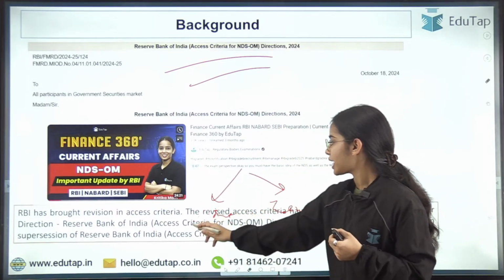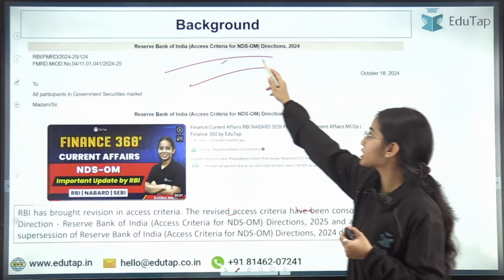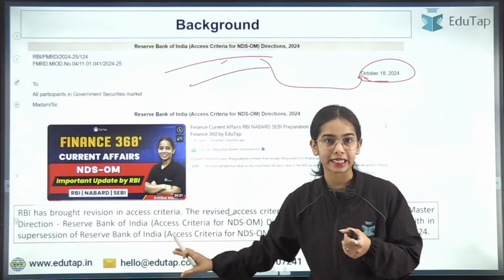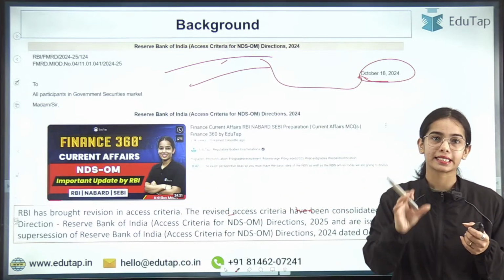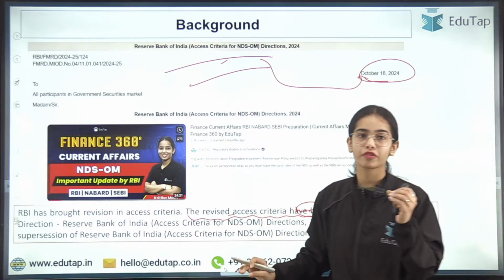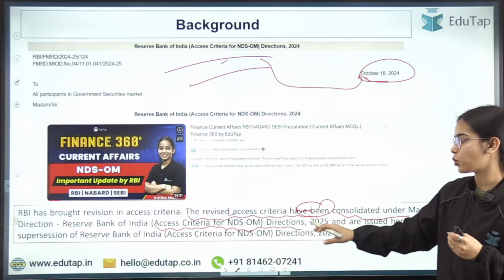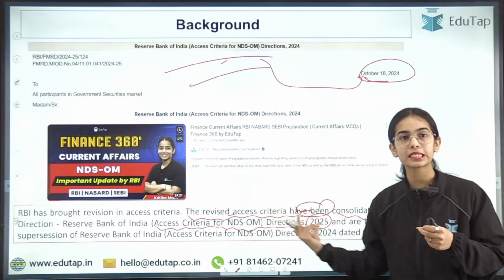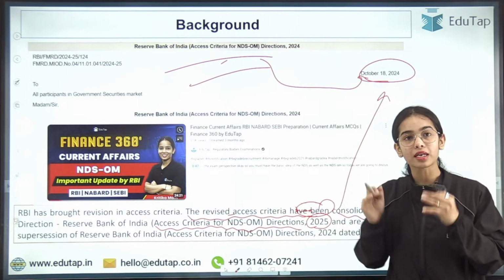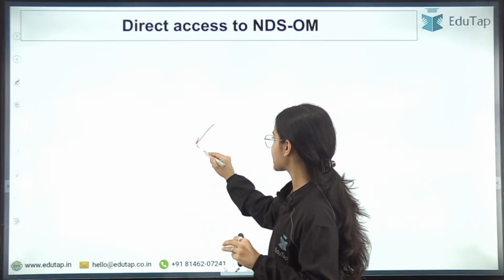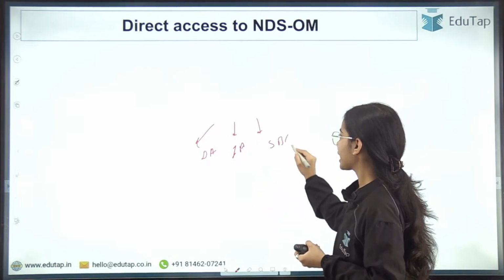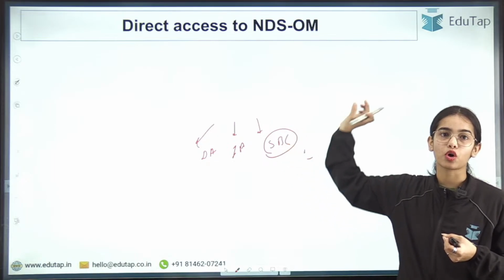As you know, the guidelines on access were released in October 2024, but the RBI has brought a revision in the access criteria with the inclusion of stock brokers in the direct access criteria. The revised access criteria have been consolidated under the Master Direction of the Reserve Bank of India, Access Criteria for NDS-OM Directions 2025. This master direction supersedes the earlier direction that the RBI had released. In the master direction there are three criteria: direct access, indirect access, and, for stock brokers specifically, the stock broker connect, which provides access to stock brokers to the NDS-OM platform.